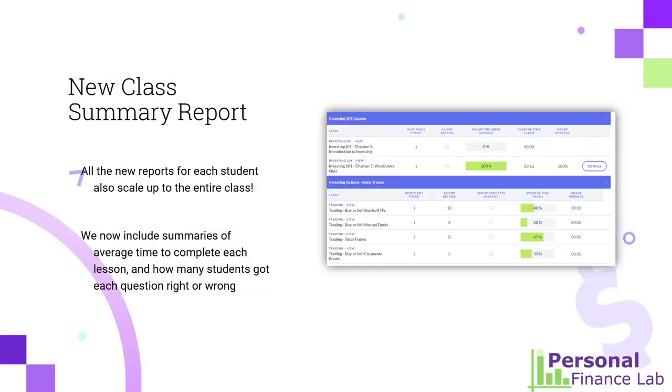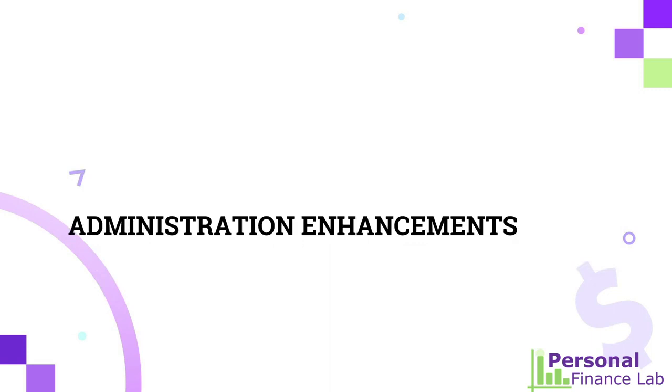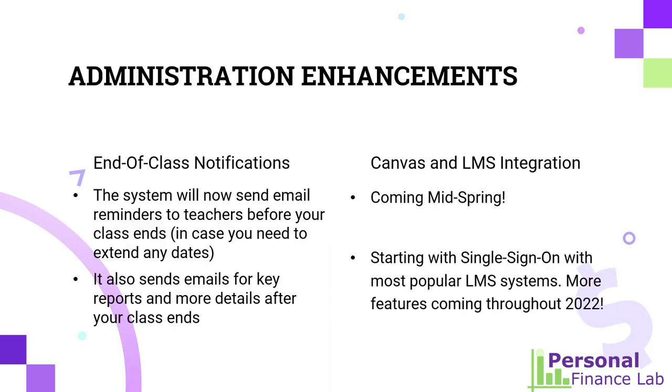Next up, I just talked about that one, the administration enhancements. These are much smaller. We have two enhancements coming. The first one is end of class notifications. You might have already noticed this because we launched this late last month, but we now send emails to teachers right before their class ends, letting them know, hey, your class is about to end. Let me know if you need us to extend it.